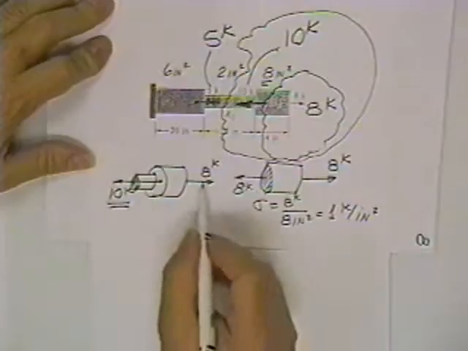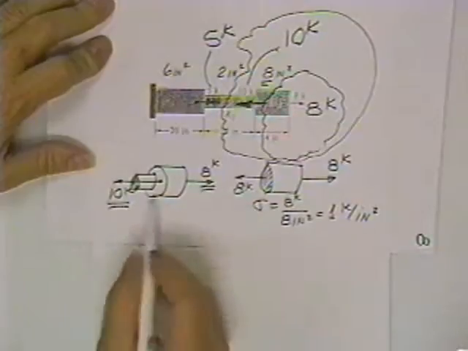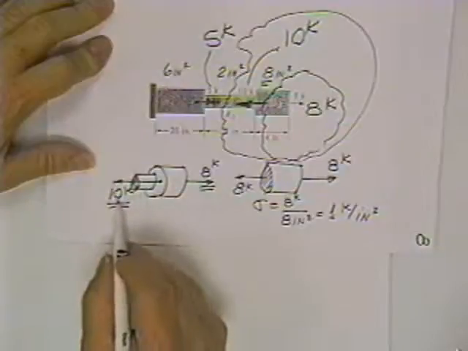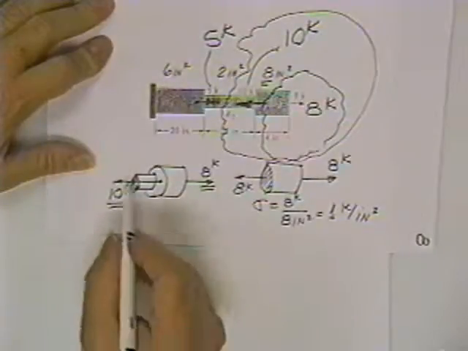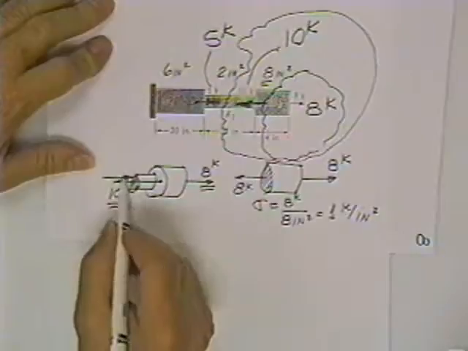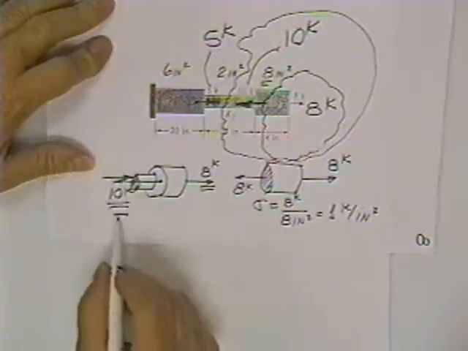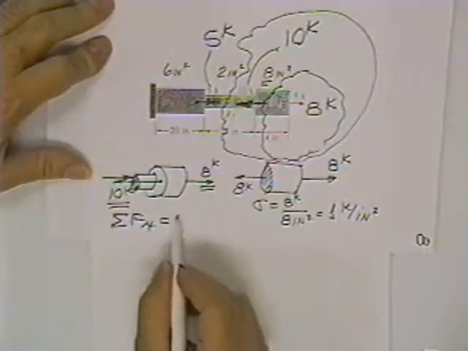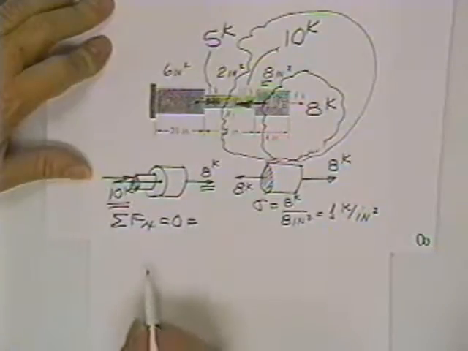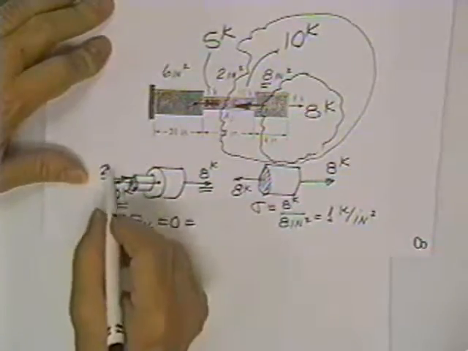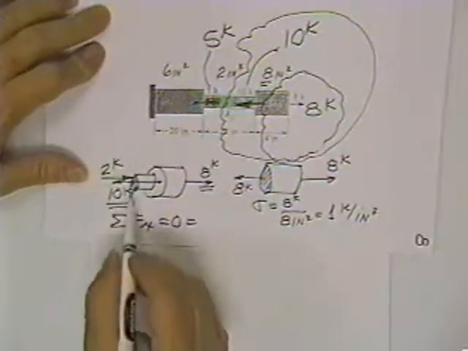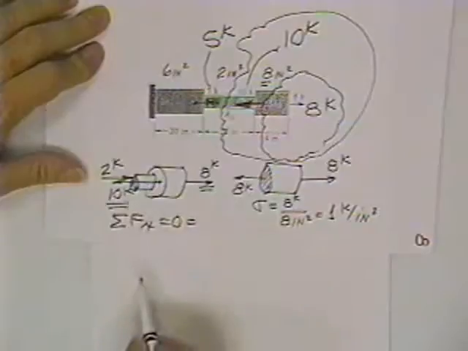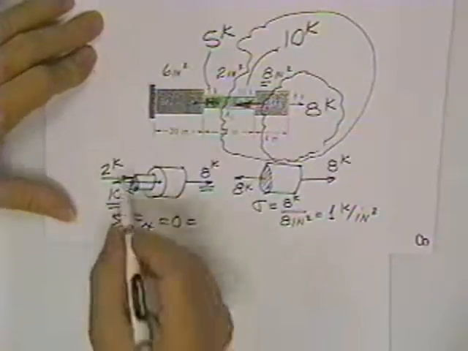Well, obviously this guy is beating up on this guy. 10 is bigger than 8. 8's pulling to the right. 10 is pulling to the left. The 8 needs some help, so you push enough to help. Basically, your sum of forces in the x direction is equal to 0. Obviously, then it takes 2 kips of load distributed over this area in order to keep the structure in equilibrium.